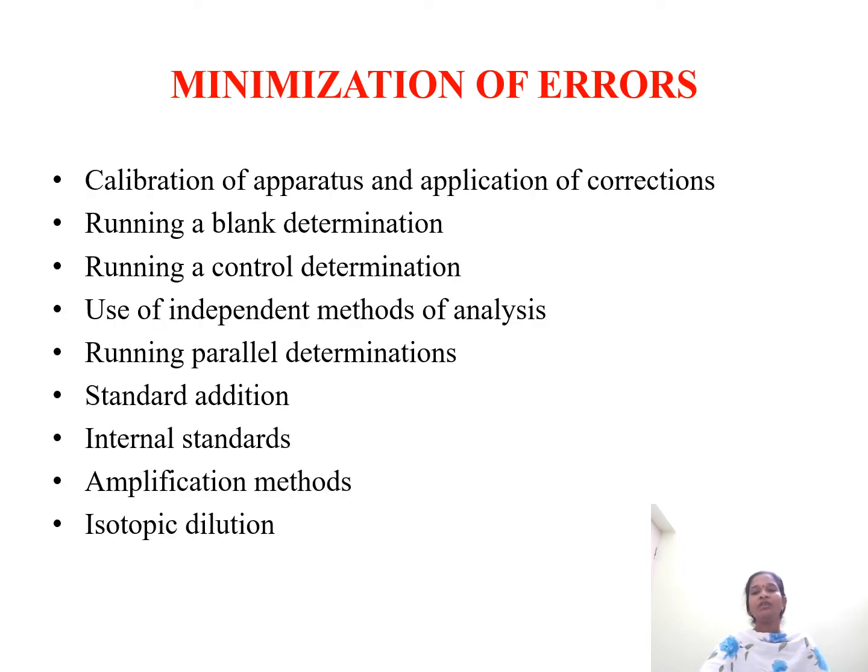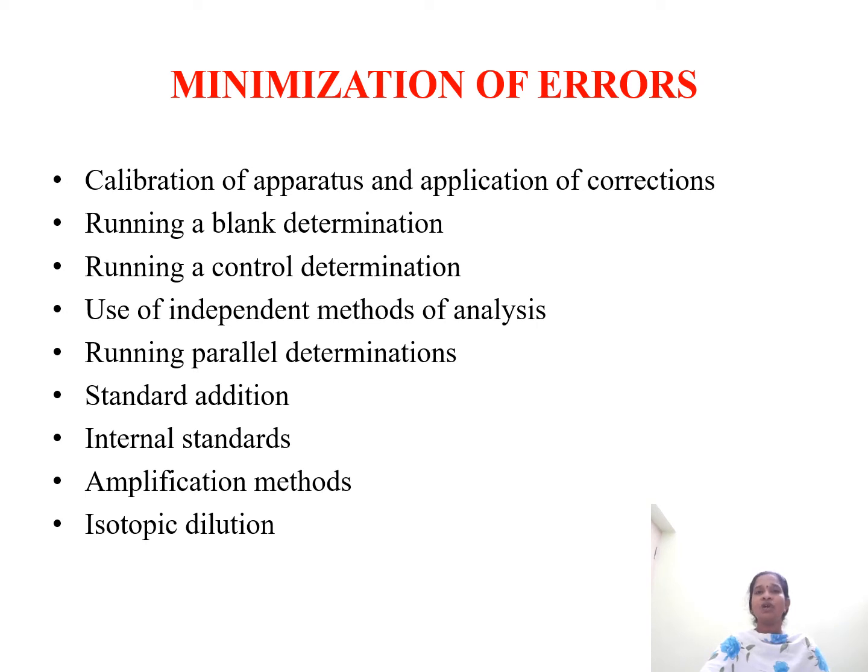And then there are some ways to minimize the error. First one will be the calibration of apparatus and the application of corrections. Second, running a blank determination. Third, running a control determination. Fourth, use of independent methods of analysis. Fifth, running parallel determination. Sixth will be standard addition. Seventh will be internal standard. And eighth will be amplification methods, and the last one will be the isotopic dilution.